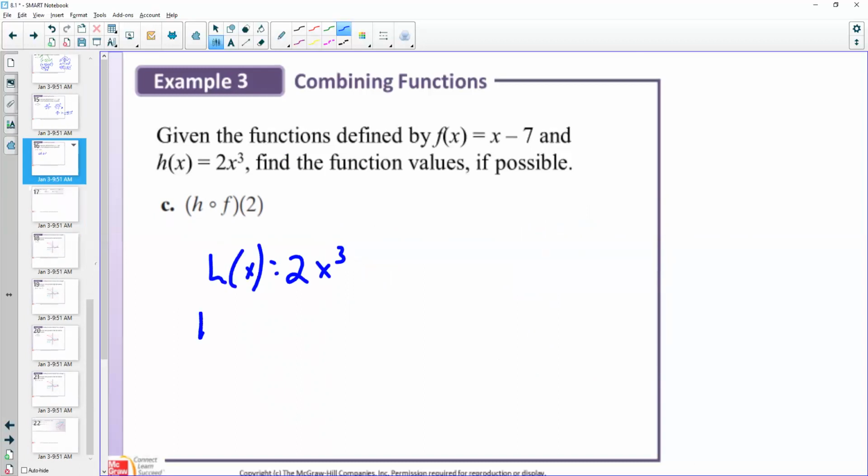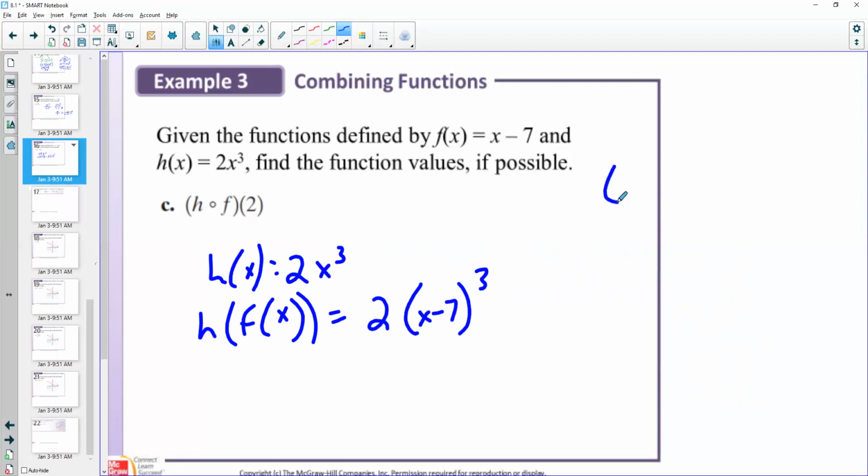And then I'm going to do h of f of x. So that's 2x minus 7 cubed. Here's the thing. Do I really want to go through the process of finding x minus 7 cubed? That's doing this: x minus 7 times x minus 7 times x minus 7. Ugh, probably not. But I know I'm just going to put a 2 in.